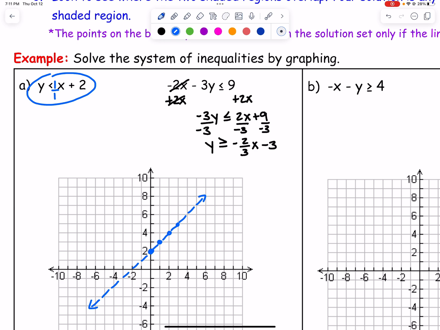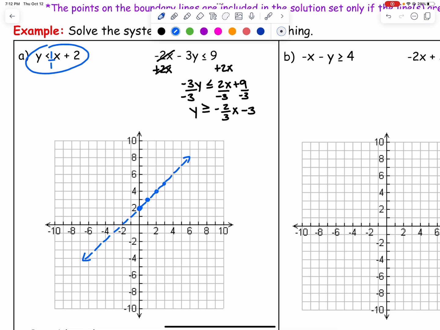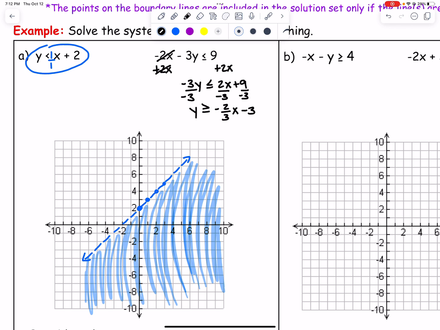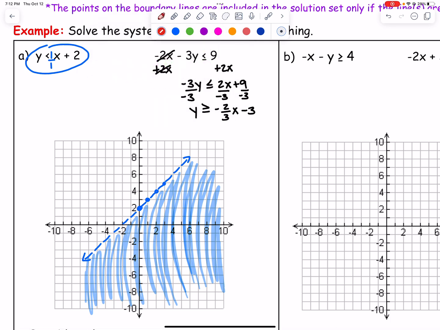And then I want to think of the shading. It's less than, so that makes sense that less than would be shaded below the line. So all the values below that line would be included. Now let's use another color to graph the other line, and that way it'll be easy to see where they come together. So I'm going to use red. And let's graph y is greater than or equal to negative 2/3 x minus 3.